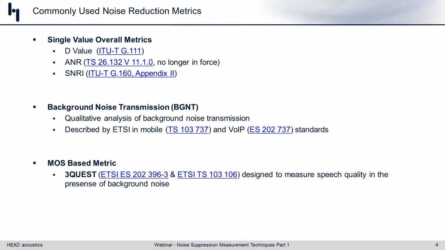So because we have so much content to cover, today's session is focused on the top three single value overall metrics, D-value, ANR, and SNRI. And it's important to mention that none of those three, nor BGNT for that matter, actually include an evaluation of the voice quality. These metrics, the top four, are really only looking at the noise suppression element in a voice call with background noise.